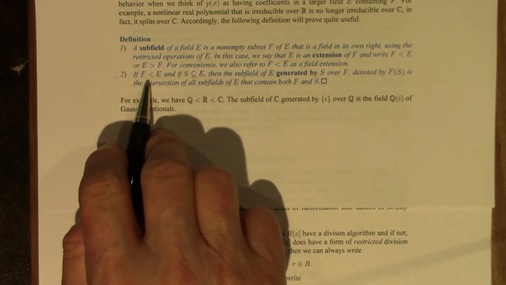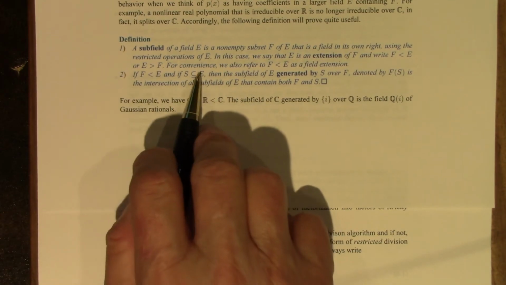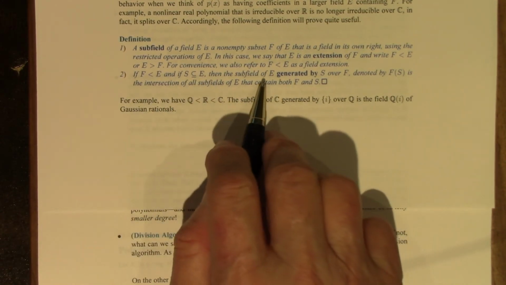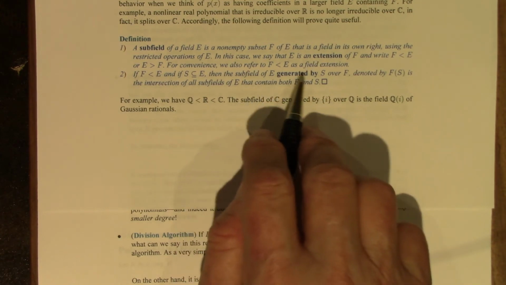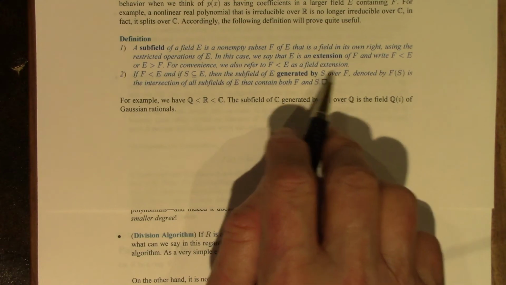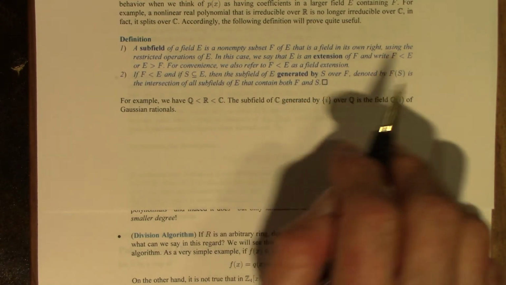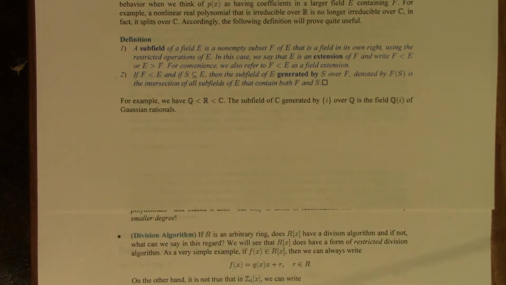So if E is an extension of F, and if S is a subset of E, then the subfield of E generated by S over F, this is the terminology, denoted this way, is the intersection of all subfields of E that contain both F, the subfield, and S, the subset. And one has to verify, it's not difficult, that the intersection of these subfields is a subfield. It will be the smallest subfield containing F and S. And this sort of thing we've seen before as well.